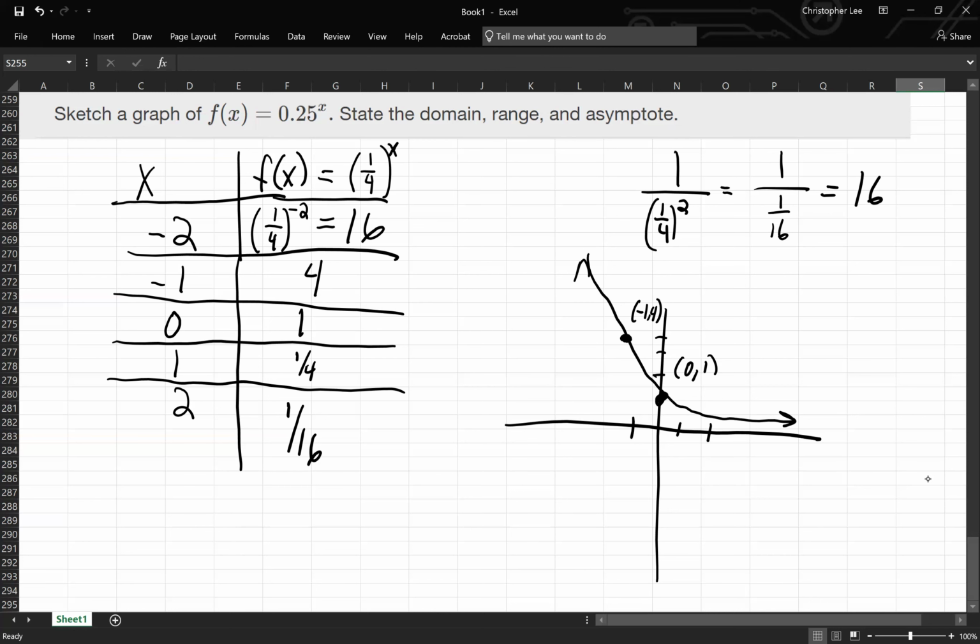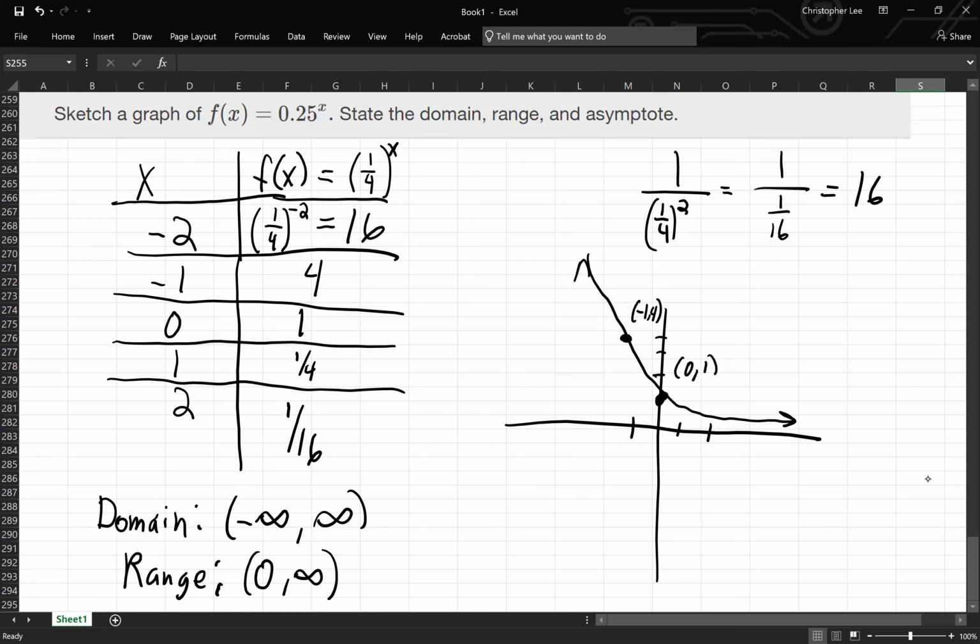That's all I'm looking for, right? What's my domain? Exactly. -infinity to +infinity. What's my range? 0 to infinity. All right. And what's my asymptote?